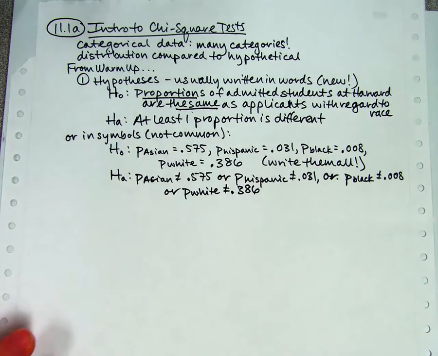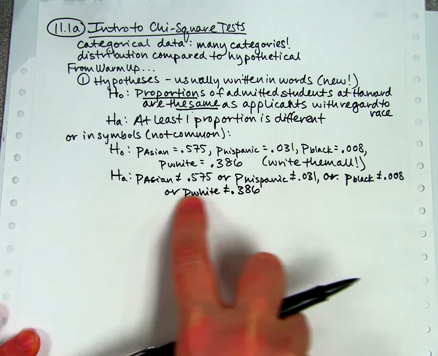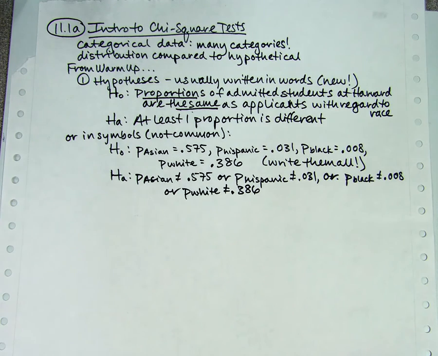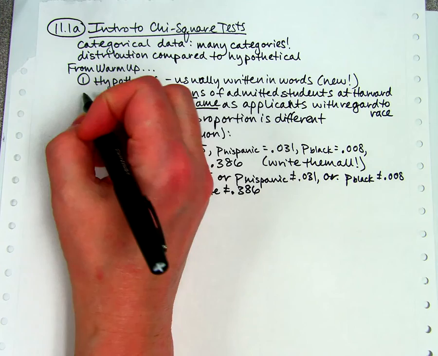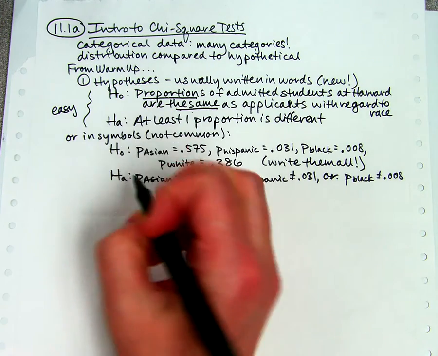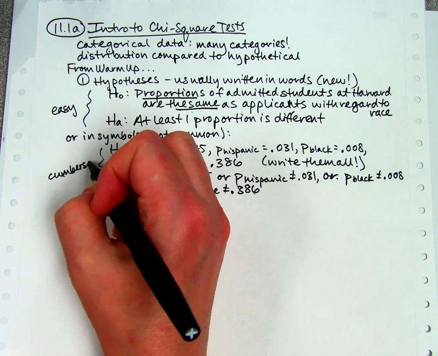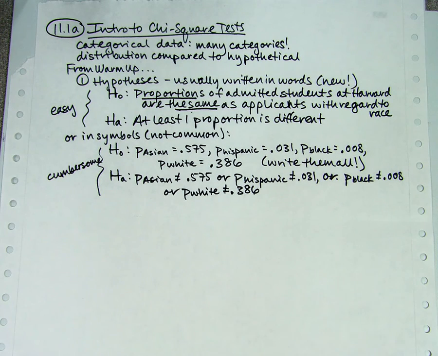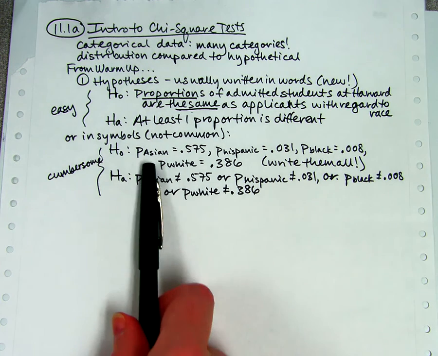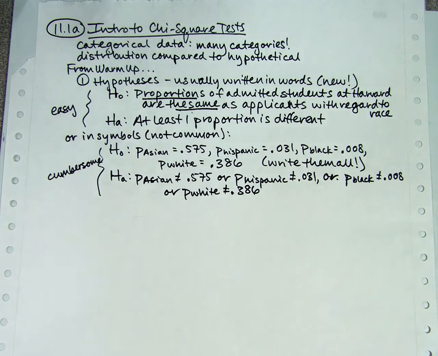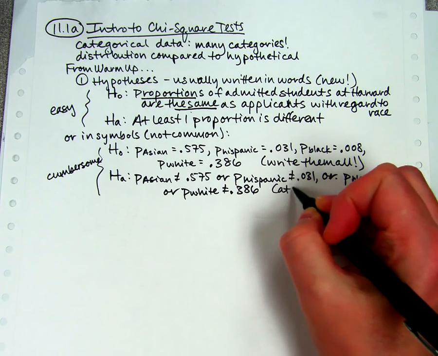So this is getting at that idea of at least one proportion is different. I don't know which one of these is wrong, and maybe more than one is wrong, but that's my alternate hypothesis. I think this is easier. This is kind of cumbersome, and I don't like it, so I usually don't do it, except to show you, because some people really want to write those symbols. I did an example last year where it was M&M colors, and there were 6 different colors, and so we had to say proportion of blue is this, and proportion of orange is this. Oh gosh, that takes forever. Just don't even do it. This is the same as saying at least one is different.